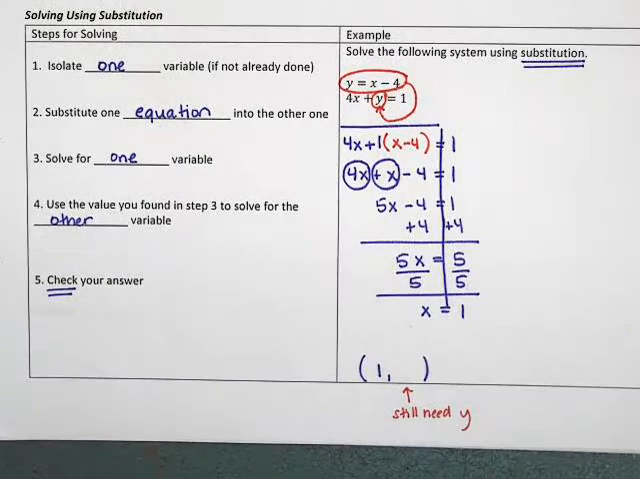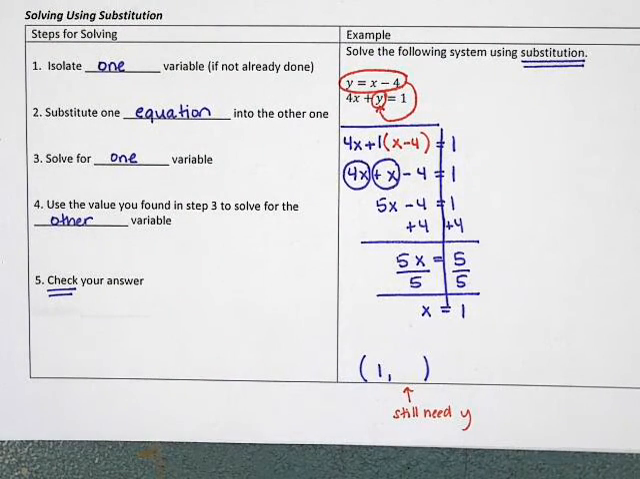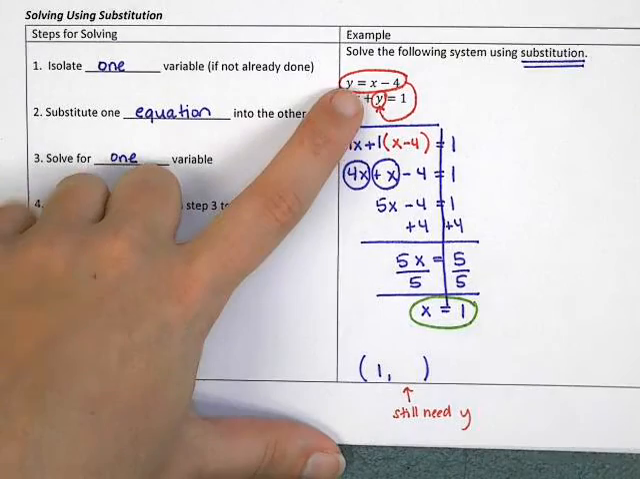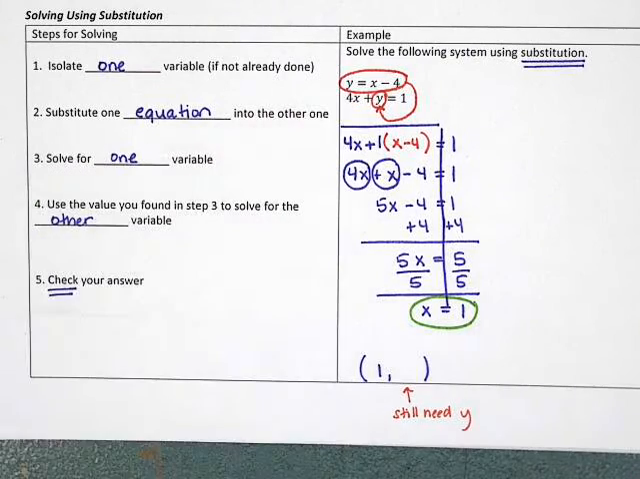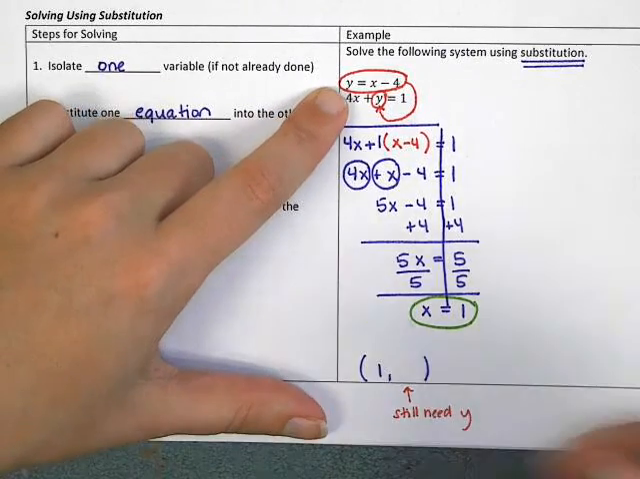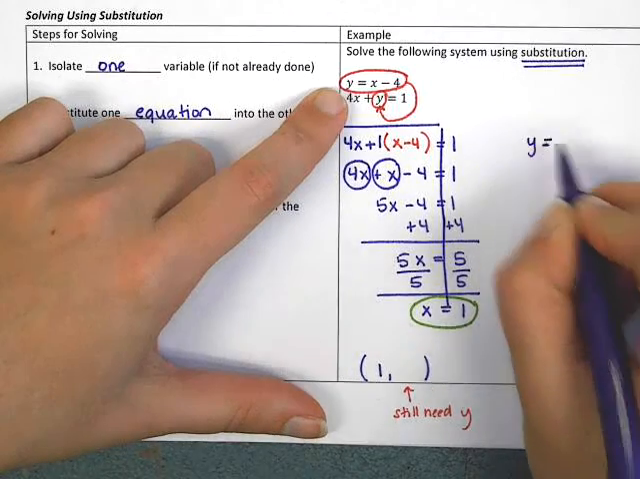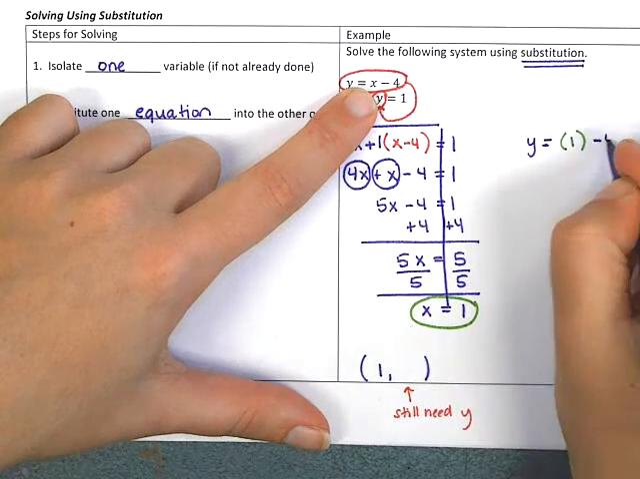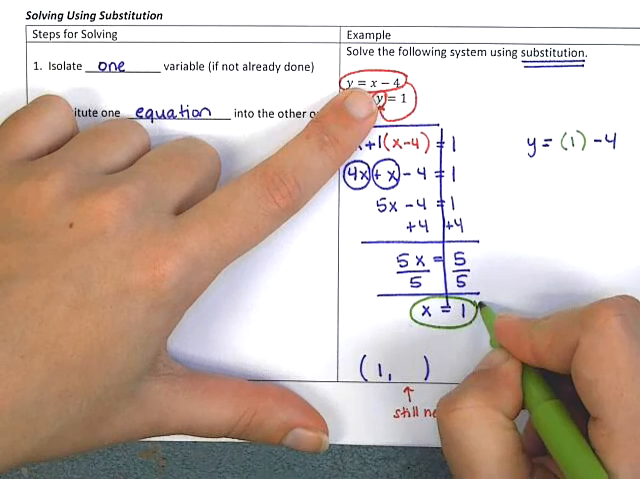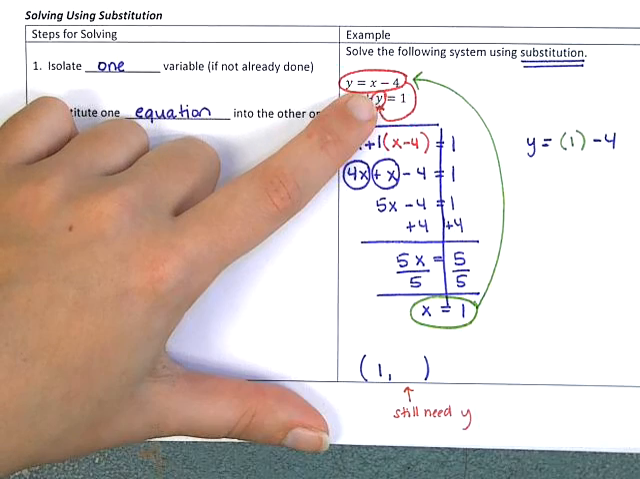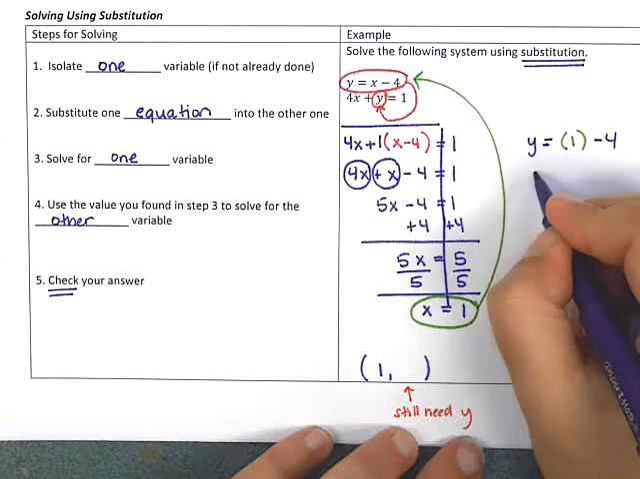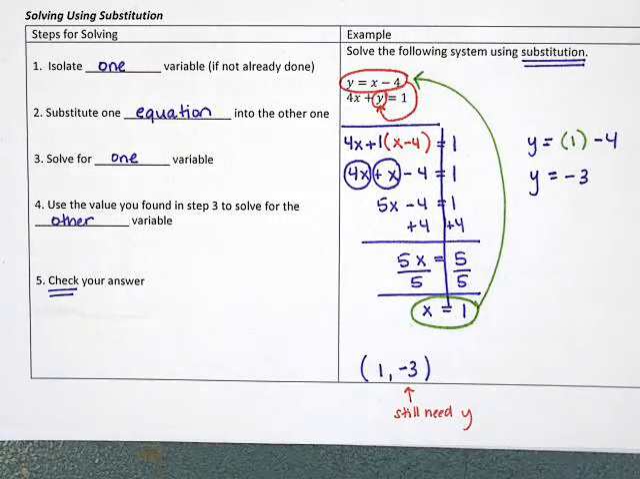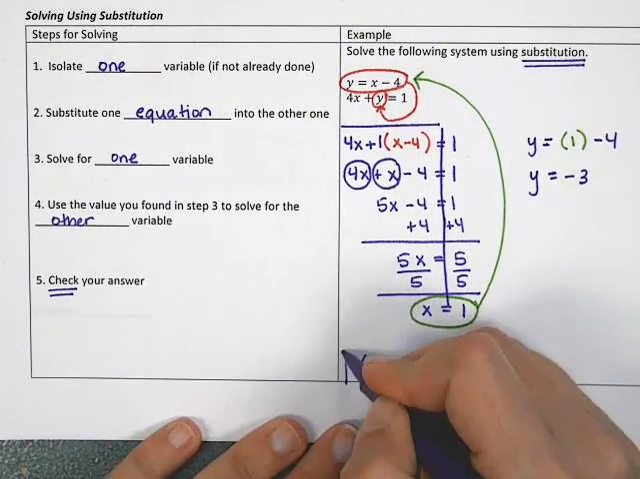So we still need to find the y. What I'm going to do now is I'm going to take this x and I'm going to plug it in to one of the original problems. And it doesn't matter which one. I'm going to use the first one. So if x is 1, I would have y equals, and instead of the x, I would fill in the number 1 minus 4. So all I'm doing is I'm taking this 1 and I'm plugging it into the original problem up here. Now when I do that, I get y equals 1 minus 4, which is negative 3. So I get negative 3 as my y. This right here is my final answer.